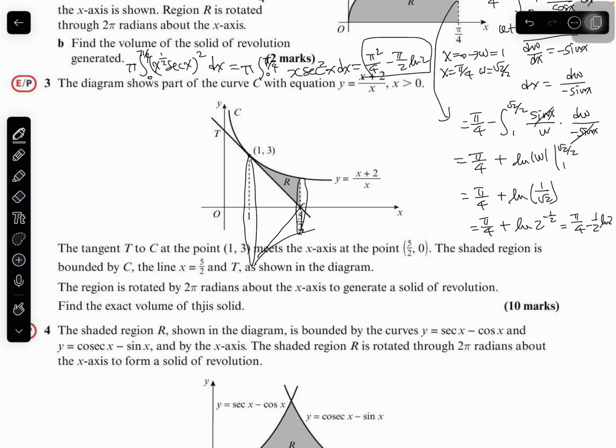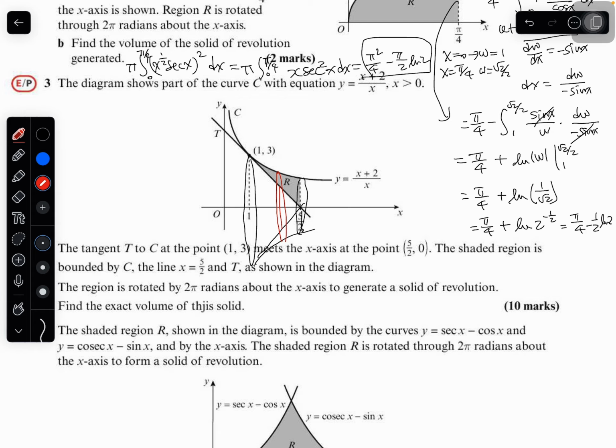So let's do that. For example, for the cross section in the middle, we will find one washer here. So the volume of this washer: we have the base of the circle, but with a hole. So the larger radius is this one, which is the y of this curve, x plus 2 over x squared, pi r squared minus, and the smaller r equals this one.